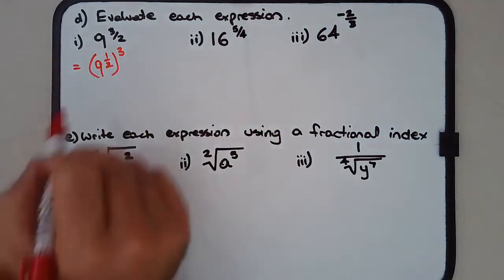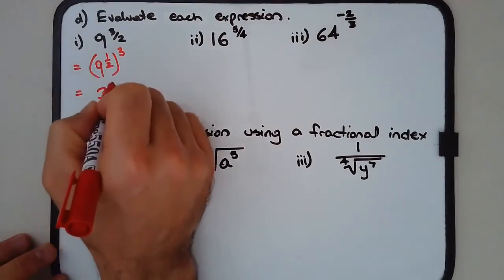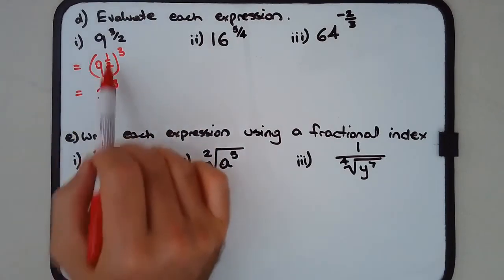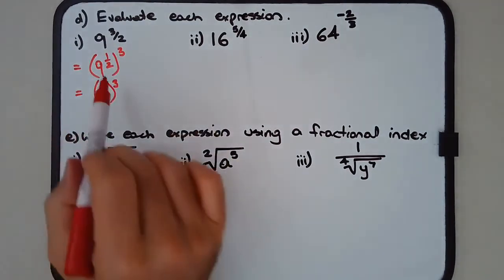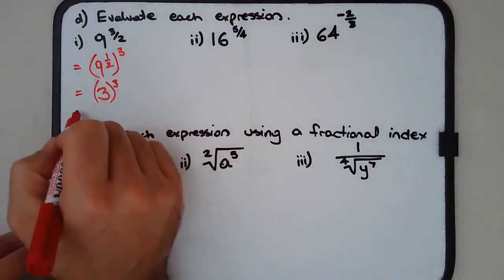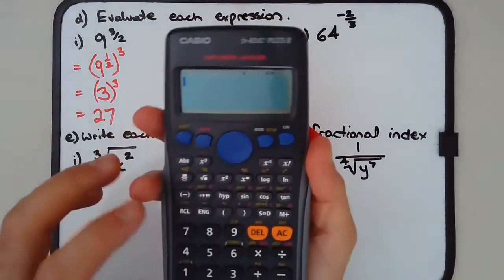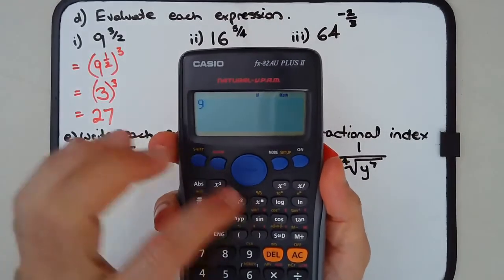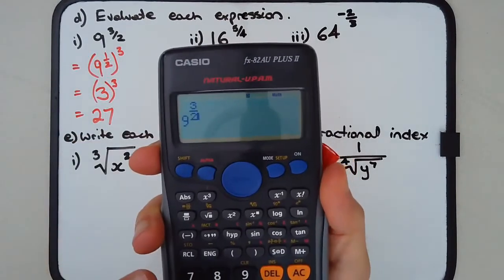But the good thing about this is 9 to the power of half, that's just 3, isn't it? But then we're going to raise it to the power of 3. Okay, I think that's easy enough that we can say, yeah, that's just a square root of 9. 3 to the power of 3, well, that's just 27. Okay, and just in case you don't believe me, we could even type it in directly. 9 to the power of 3 over 2. All right, drum roll.